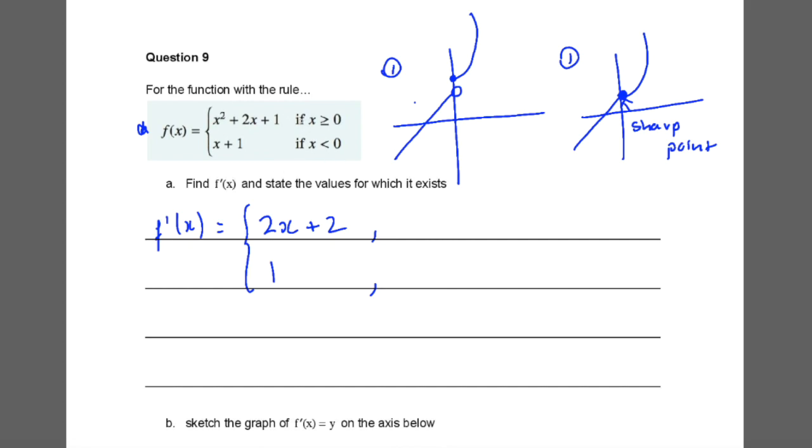So if this part says x squared plus 2x plus 1 if x is greater than or equal to 0, well, if x is greater than or equal to 0, we know that it's not going to be differentiable at the point x equals 0, because whether it's a sharp point or whether it's not a sharp point, we can't differentiate at endpoints. So this one is now going to have to be exclusive of 0. It's not going to include 0. And the other one is also still not going to include 0, so that one's going to stay the same like that.